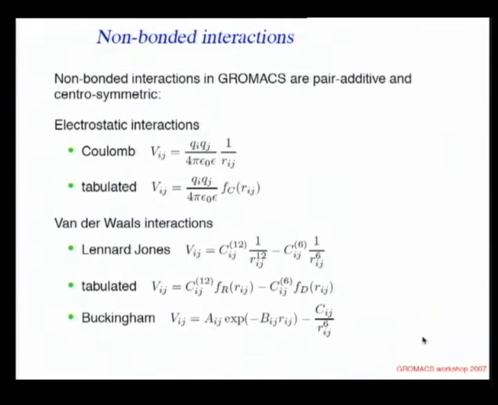So first, the non-bonded interactions. What Gromacs supports at the moment is pairwise additive and centrosymmetric interactions. For the electrostatics, these are determined by the charges you set for the particles, and this is just a Coulomb interaction. That's what you would usually use, but you can also have a user-determined tabulated interaction where the distance dependence can be set by the user if you want something different than plain Coulomb interactions.